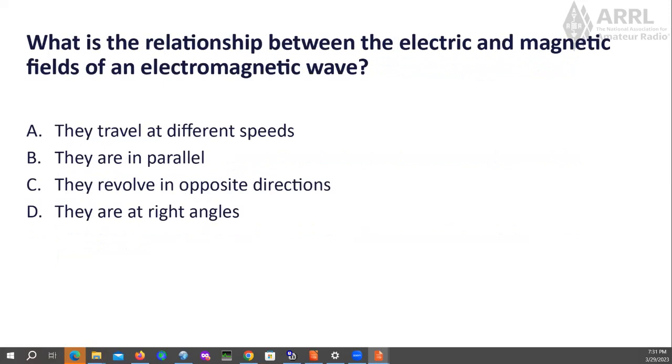What is the relationship between the electric and magnetic fields of an electromagnetic wave? They are at right angles. Something that you'll never see, but they are at right angles.